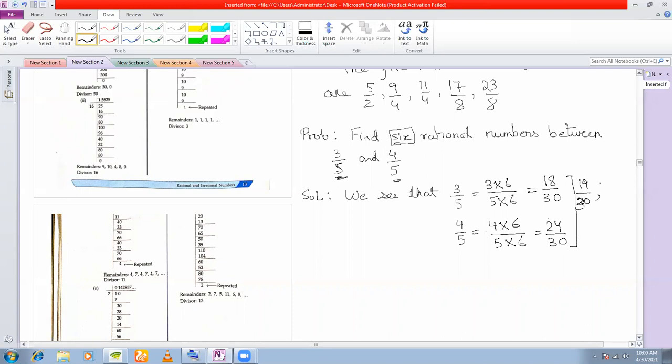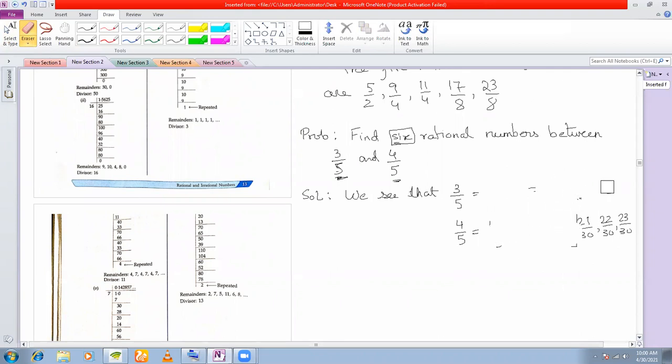So let's see. 19 by 30, 20 by 30, we are getting 21 by 30, we are getting 22 by 30, 23 by 30, and 24. 24 will not be included. So how many are we getting? We're getting 5 rational numbers. We're not getting 6, right? So that means we now try with 7.